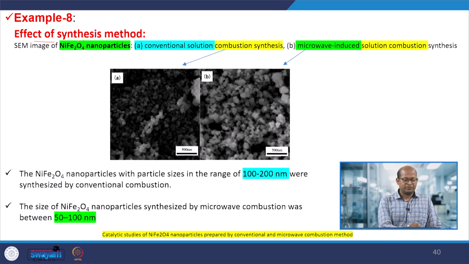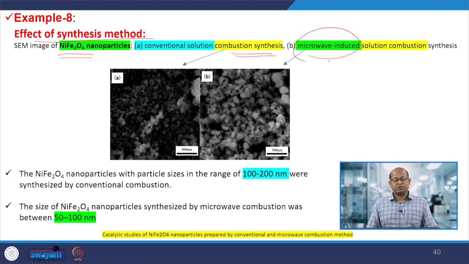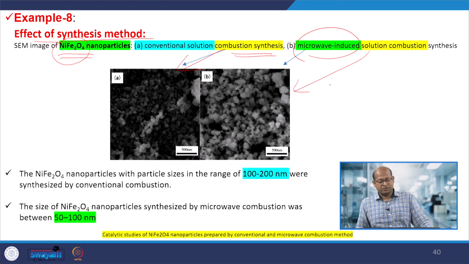Next is the effect of synthesis methods. With the conventional combustion synthesis method we can prepare nickel iron oxide nanoparticles, and with the microwave-induced solution combustion method, the same material was prepared by the normal conventional combustion method and by microwave-assisted solution combustion synthesis.